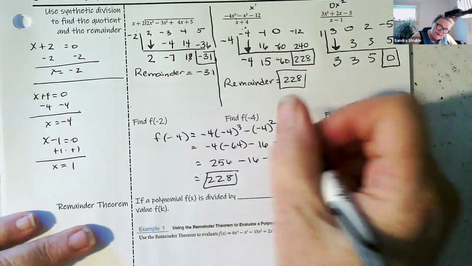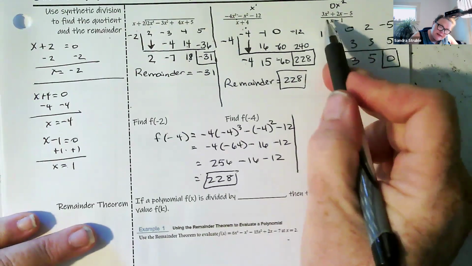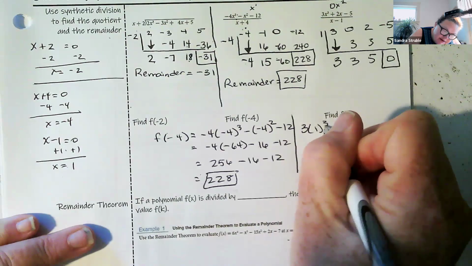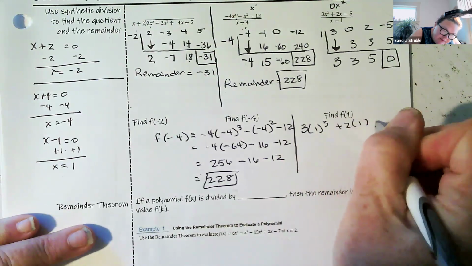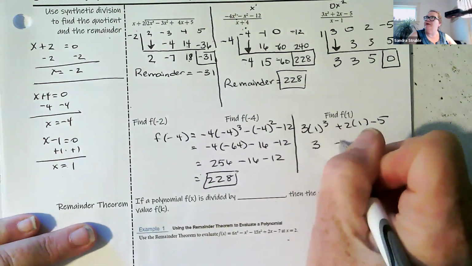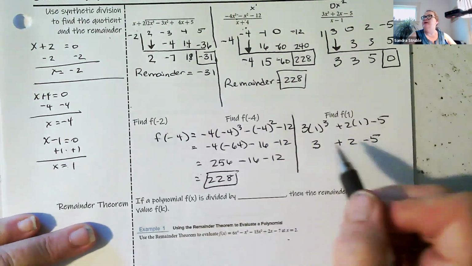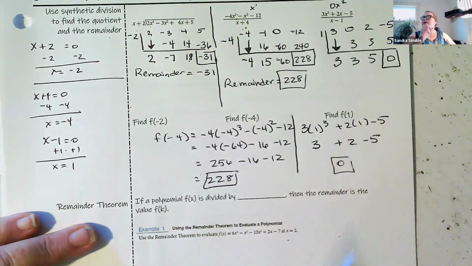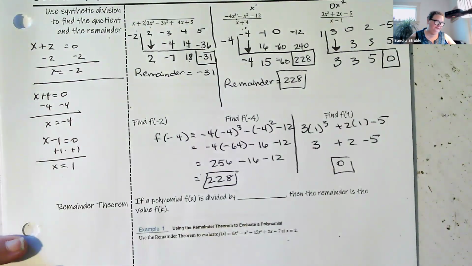So let's find f of 1. I'm going to take the 3x cubed, so 3 times 1 cubed, plus 2 times 1 minus 5. Well, 1 cubed is just 1, so this is 3 plus 2 minus 5. 3 plus 2 is 5, minus 5 is 0. So yes, we got the same thing as the synthetic division.